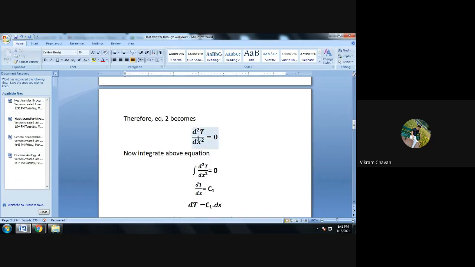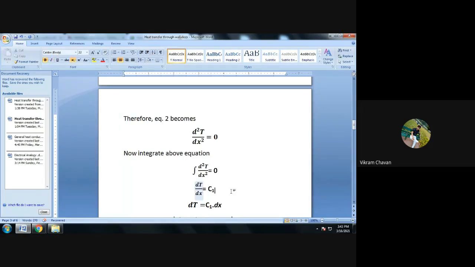Now integrate the above equation. So integration will be applied to this particular equation: integration of d2t divided by dx square is equal to 0. One integration, one derivative will be cancelled. So we will get the equation as dt divided by dx is equal to c1. After integration we have to add one constant. That is the simple rule of maths, that after integration you have to add the constant. So dt divided by dx is equal to c1.